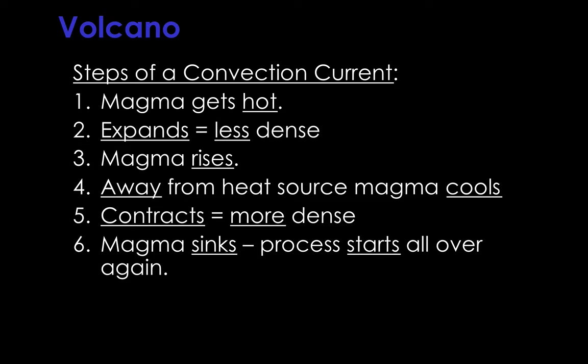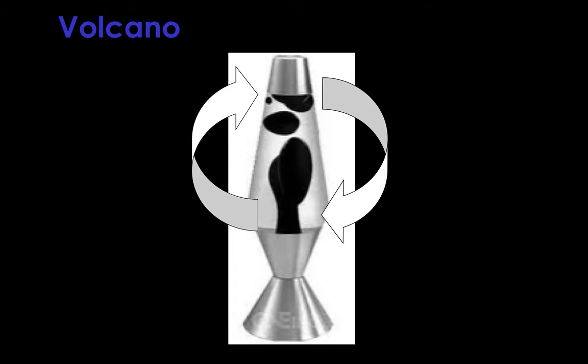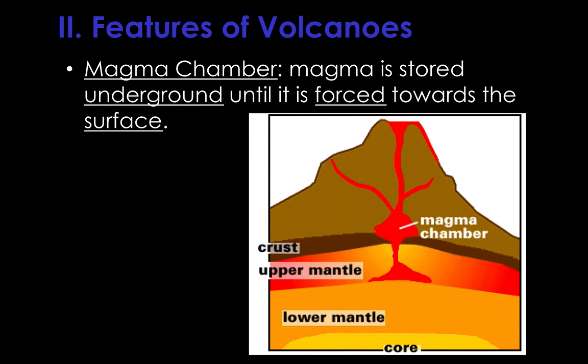Now, as this goes along, a reminder, this is like a lava lamp. But as this process is going along, if that rising magma has an opportunity to escape, sometimes it will. So we have this magma chamber underground, and this is where the magma is stored until it's forced toward the surface.